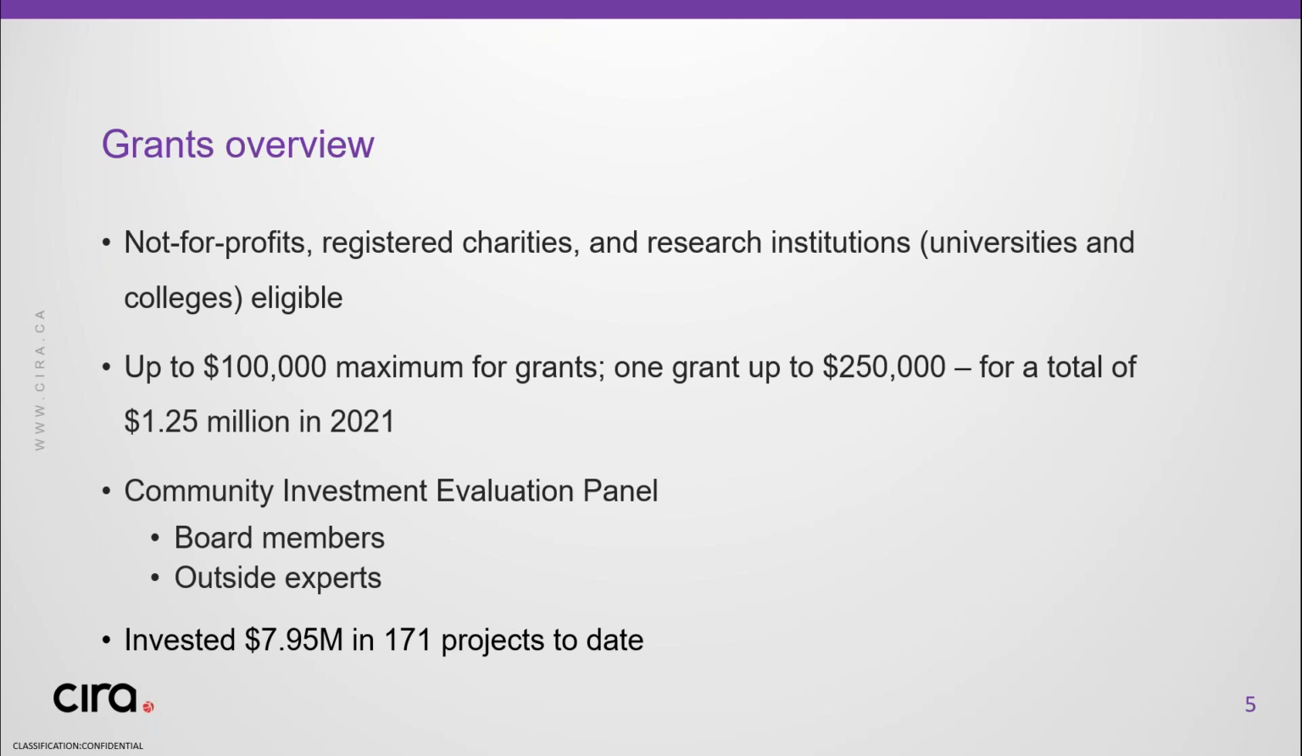So those applications that come in are reviewed by the Community Investment Evaluation Panel, which is made up of 12 people. 4 are CIRA board members, and the other members are leaders in Canada's internet space who are independent of CIRA's board and of each other. And for the record, over the past 7 years, we've supported 171 projects with a total of $7.95 million.